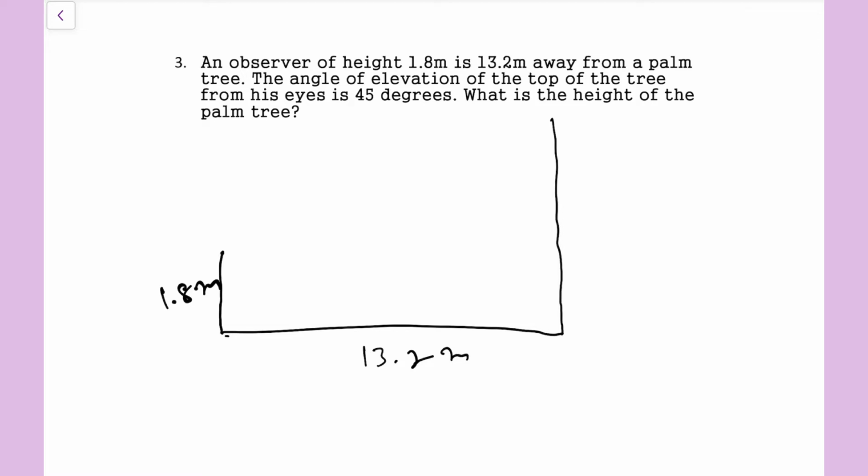The angle of elevation of the top of the tree from his eyes. So these are his eyes. From here, the angle of elevation to the top of the tree is 45 degrees. Then he is asking to find out the height of the palm tree.